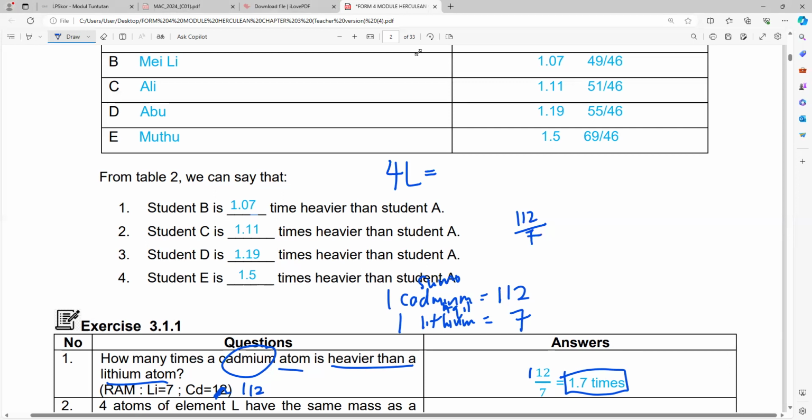What is the answer there? Because teacher doesn't want to show you all the answer. What did they say? The mass of tellurium atom is 128. Perfect. So 4 atoms of L is 128 relative atomic mass. So what is the mass of 1 atom of L? So 128 divided by 4. Okay, 128 divided by 4. What do you get?